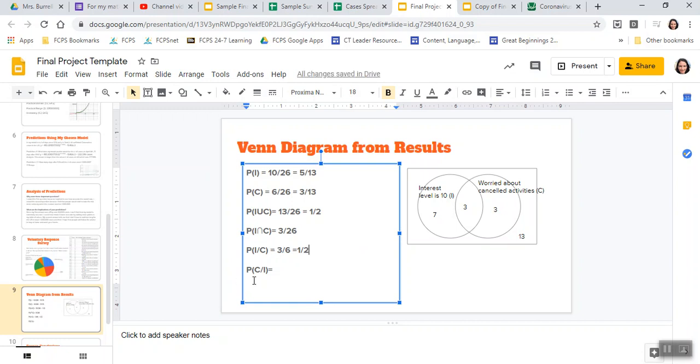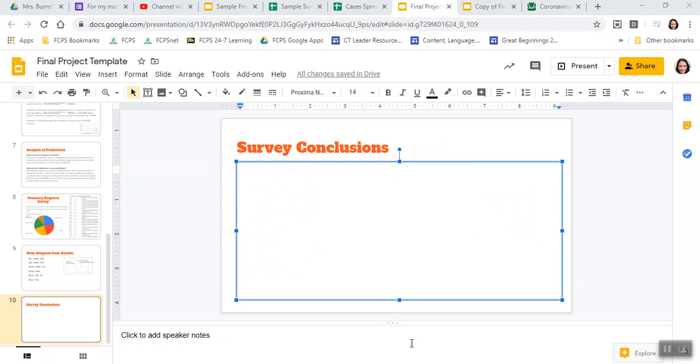And then this one is saying the probability a student is worried about canceled activities given that their interest level is 10. So for this one, we know that their interest level is 10, so we're only looking at this part of the graph. And so there are only 10 students that we're looking at. Of these 10, the numbers that are worried about canceled activities are 3. So this probability is 3 out of 10.